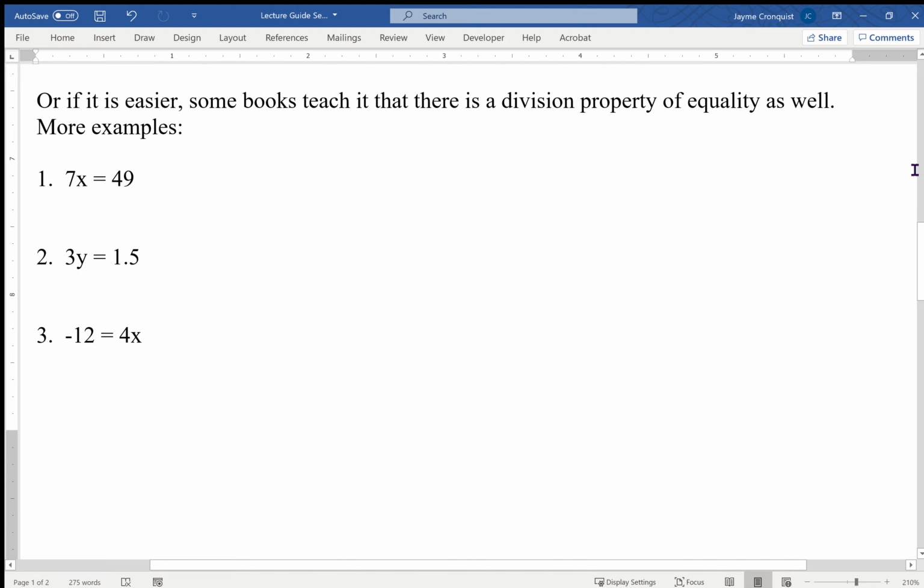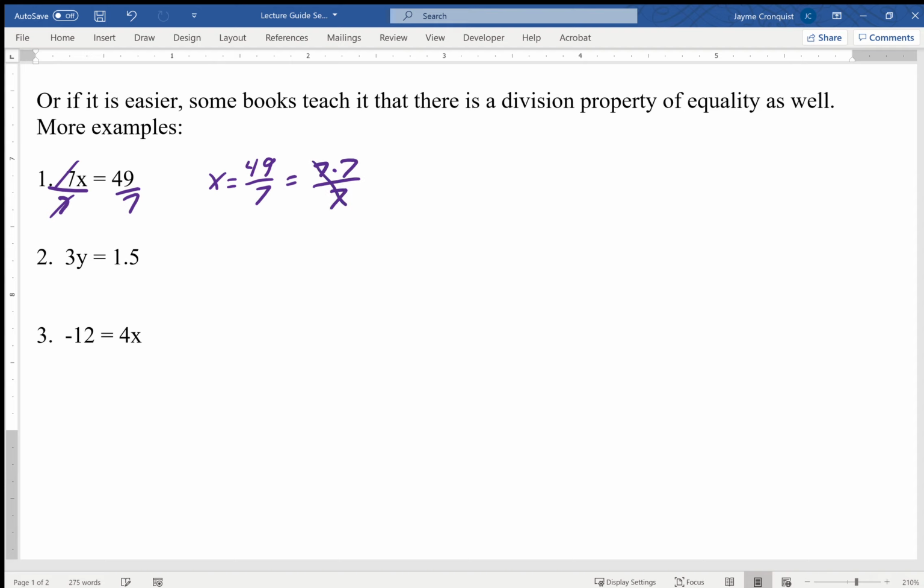Or it is easier, some books teach it, that there is a division property of equality. So, what I can do to get this 7 off the x is I can divide both sides by 7. Okay, so x equals 49 over 7, which is 7 times 7 over 7, or just plain old ordinary 7.